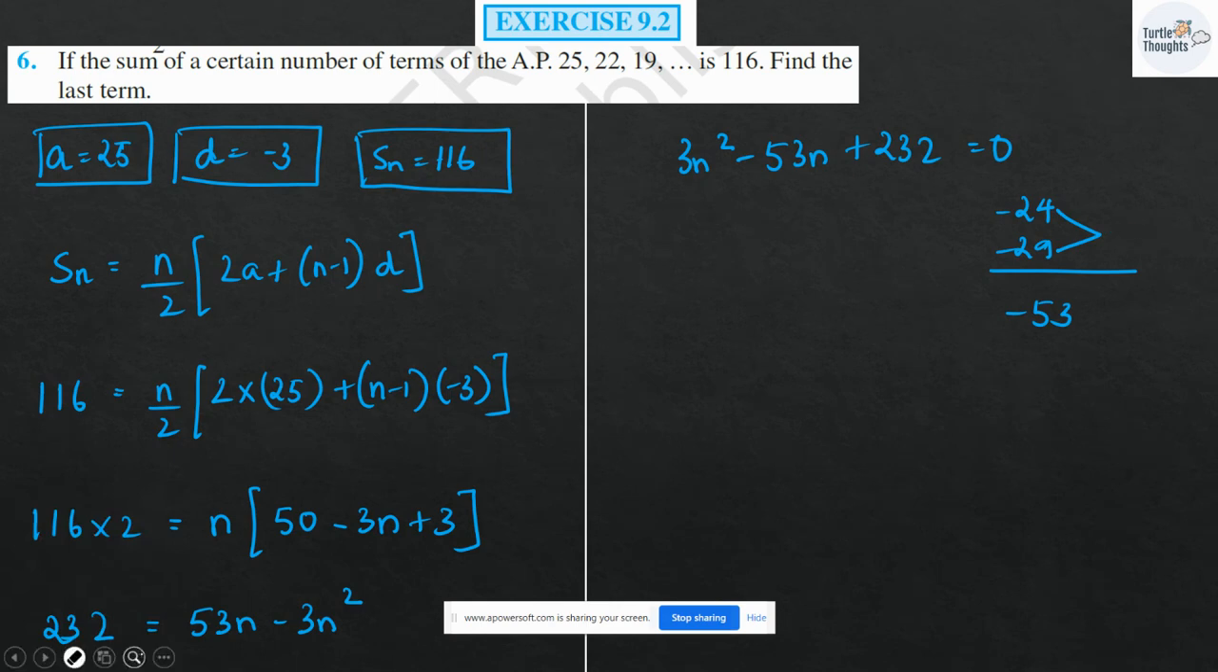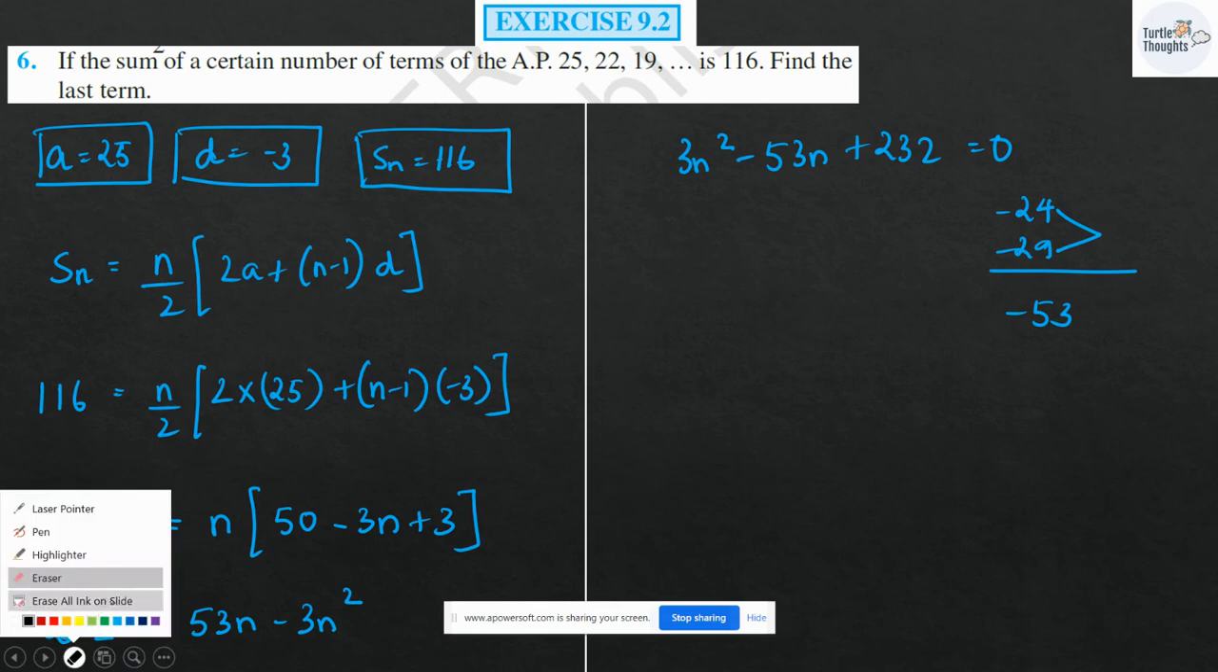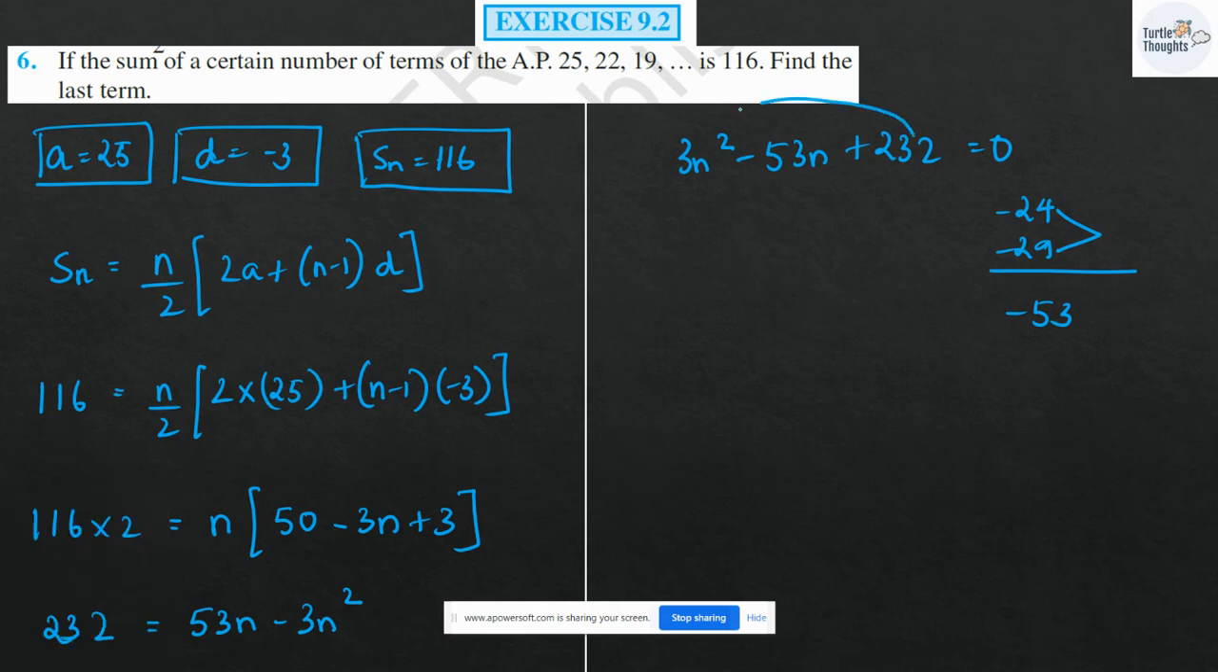I should be taking 232 into 3, this and this, right? 232 into 3 is going to be 696. So 3n square minus 24n minus 29n plus 232 will be equal to 0.